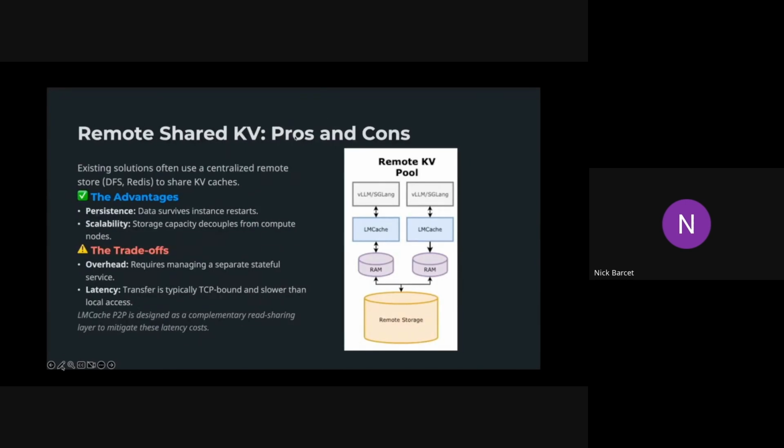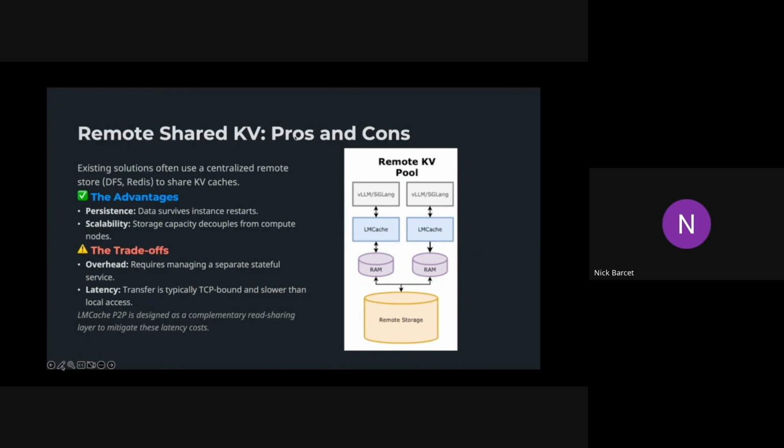A common solution is remote shared KV-cache using a distributed file system or Redis or any other remote sharing store. The benefits are clear: persistence and scalability. However, there are trade-offs. You introduce a new stateful service to operate. More importantly, transfer latency is often bottlenecked by the TCP stack.